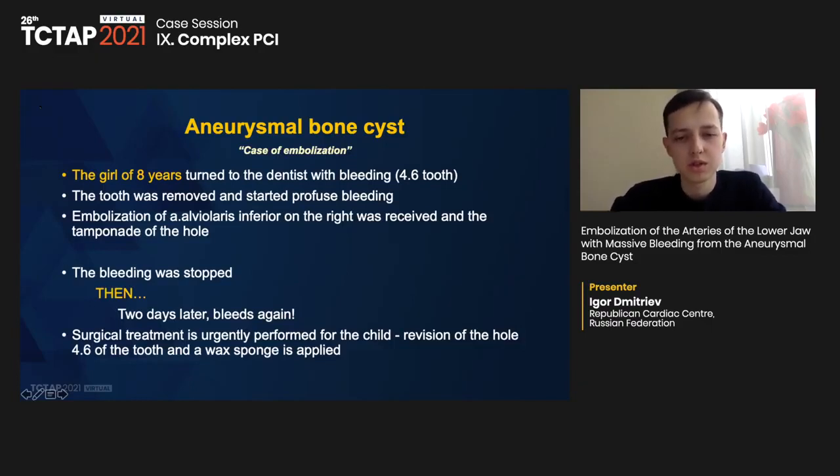Then the girl was transferred to Children's Hospital for further examination and treatment. Two days after admission, the patient bled again and surgical treatment was urgently performed. Revision of the tooth hole was done and a wax sponge was applied. Hemoglobin level was 18 grams per liter. The bleeding did not stop and the patient was transferred to the Republican Center for embolization of the blood vessels supplying the cyst.